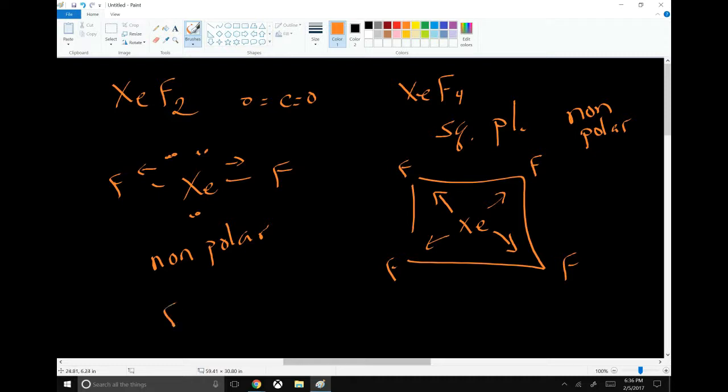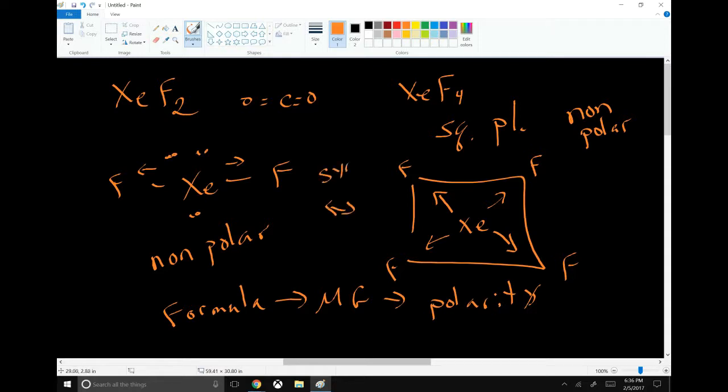Okay, so formula will get you to molecular geometry, will get you to polarity. So for polarity, you need that broken symmetry. And here, for these two, even though they have non-bonding pairs, they still have symmetry. The fluorines still cancel one another out. The broken symmetry is what does it, not non-bonding pairs.